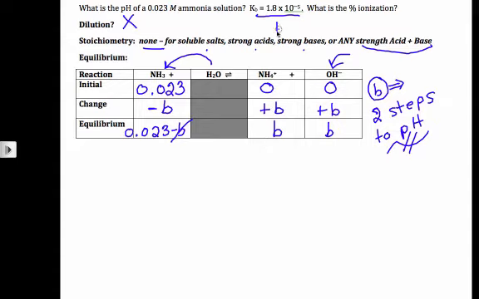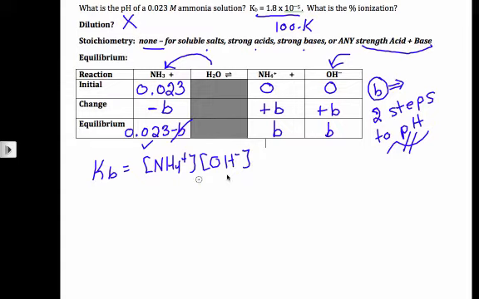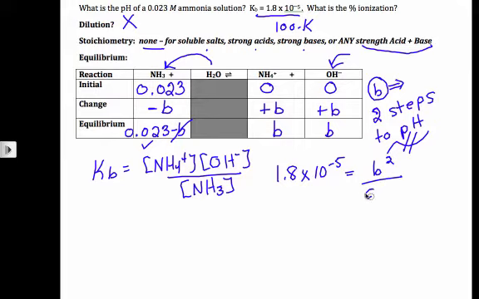If you did your check of 100 times K, our number in front is still bigger, but not much bigger. Okay, so Kb is going to be our products, NH4 plus times our hydroxide over reactants, NH3. So I have 1.8 times 10 to the minus 5th is equal to B squared over 0.023. Now, once we're done solving that, B, which remember is equal not to H plus, but to our hydroxide, is 6.434 times 10 to the minus 4th.